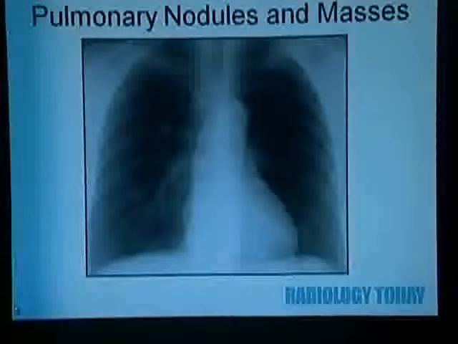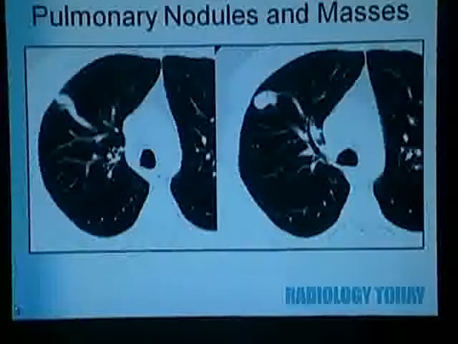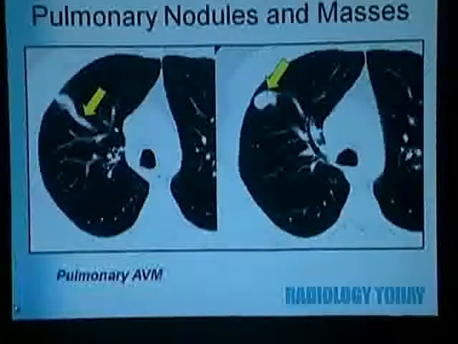Here's another case of a patient who had recurrent pyogenic bacterial brain abscesses, and he also had this pulmonary nodule. CT was ordered with contrast. These are the bone windows, so you're not going to see the contrast well, to further evaluate this pulmonary nodule. It turned out to have a feeding artery as well as a draining vein. This was a pulmonary AVM, which was causing right to left shunts, and this person was seeding his brain with bacteria.